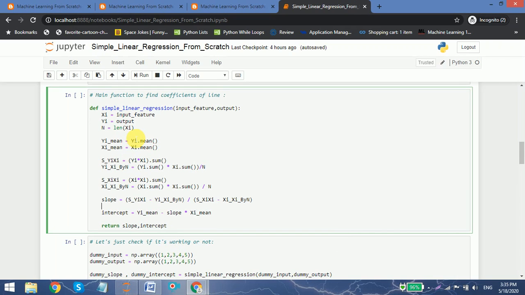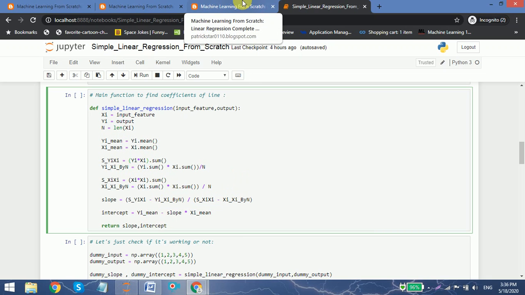Here is the main function that we are going to use to find the slope and intercept for the data points. This is the slope and intercept that best fits our data. You can see there are various variables in here, and we don't yet know where these values are coming from. We already defined it here like s underscore yi xi equals yi into xi dot sum, but we don't know why we are doing this. So we need to know why we have to calculate this sum and calculate this yi underscore xi underscore byn and all such values. Let's have a look at it.